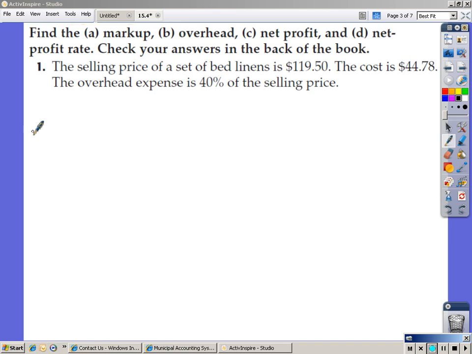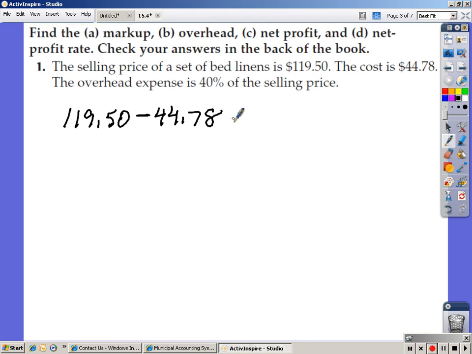Okay, so here we go. This has 4 questions. Find the markup, the overhead, the net profit, and the net profit rate. Okay, number 1. The selling price of a set of bed linens is $119.50. Okay, that's my selling price. The cost is $44.78. Subtract the cost off that, that gives us our markup. So this would be part A to find your markup. Plug that in your calculator. $119.50 minus $44.78 is $74.72.